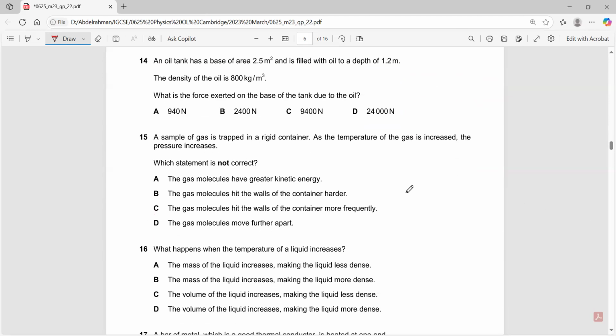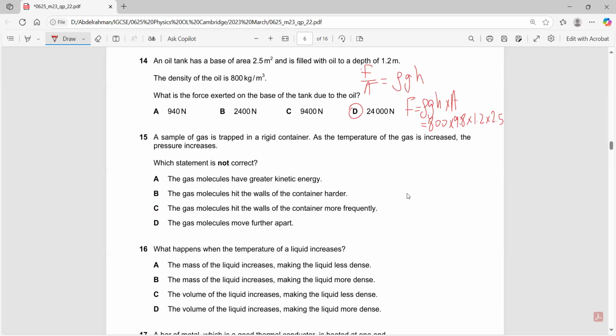An oil tank has a base of area 2.5 meters squared and is filled with oil to a depth of 1.2 meters. Density is 800. What is the force? Okay, so we can say force over area equals rho gh. To find the force, it would be rho gh times the area, or 800 times 9.8 times the height, which is 1.2, times the area, which is 2.5, giving you a force of around 24,000 newtons.